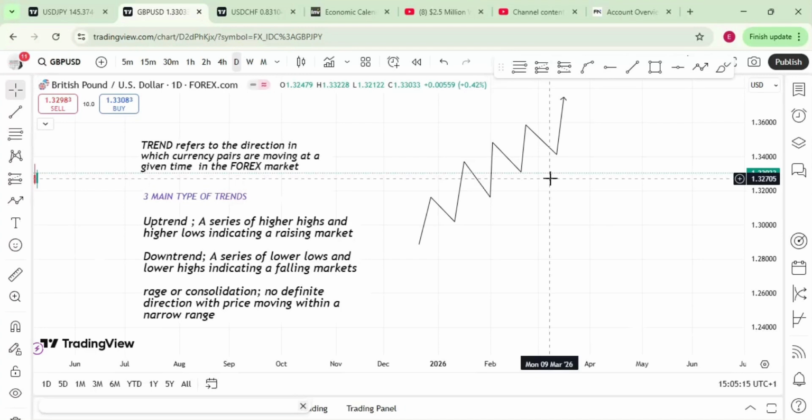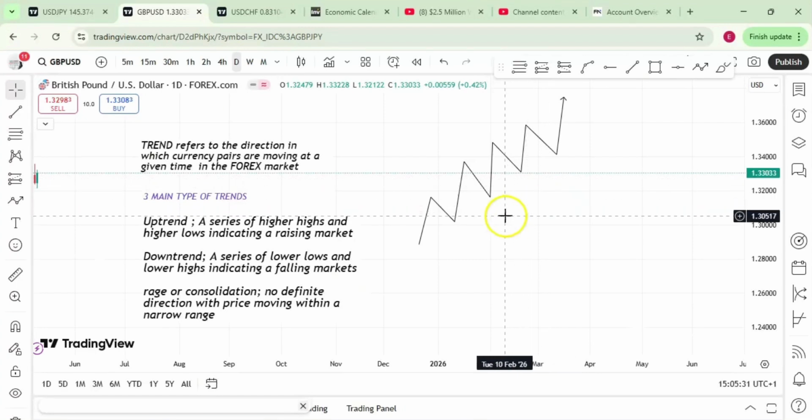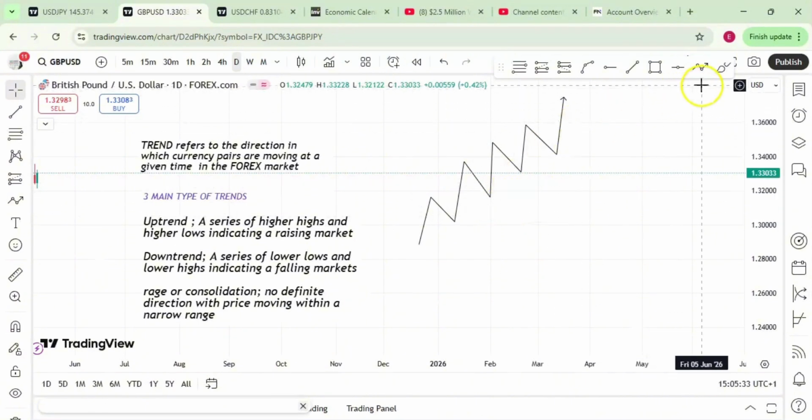And if the market is consolidating or ranging, it's all based on your strategy. For me, I'm a trend trader. If the market is ranging, I will not trade that type of market. So as a beginner, it's advisable you trade when the market is trending, either upward or downward. So let's dive back to our example.